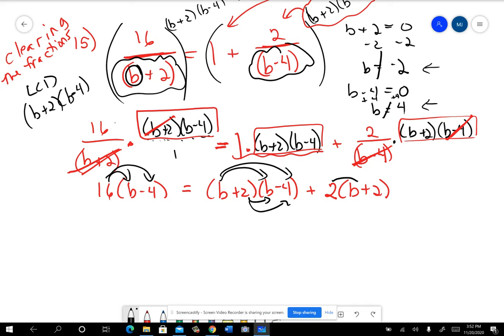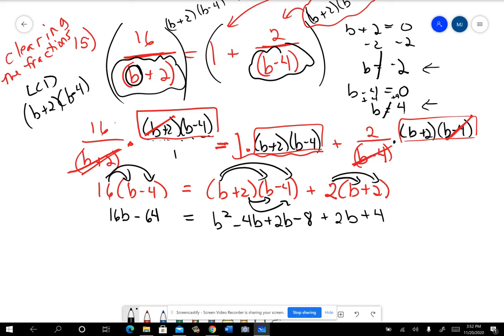Here I'm going to distribute, and then I'm going to see what I got and decide how to go from there. So this would be 16b minus 64. When I FOIL this, I'm going to get b squared minus 4b plus 2b minus 8. Then I'm going to distribute the 2, and I'm going to get 2b plus 4.